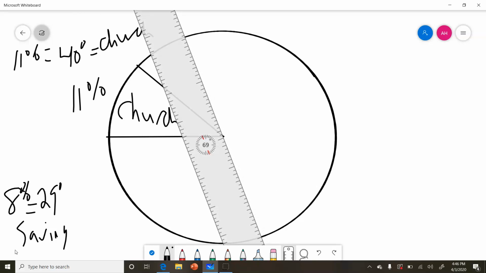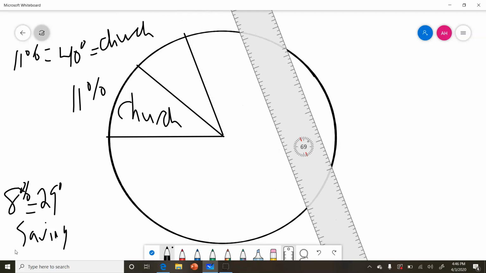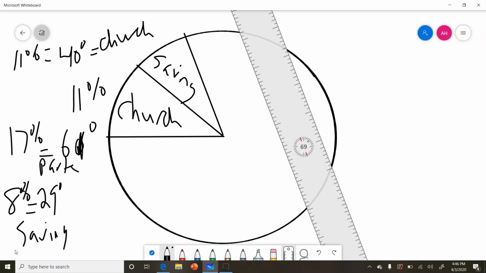Okay, now I draw my line. Boom. Now this guy here is the 8. This is the savings. So I'm just going to put saving. Okay, everybody see how we did that? Now, the next one that we have is 17%, which is equal to 61 degrees. 61 degrees. And that is the theme park. Okay, this is the park.